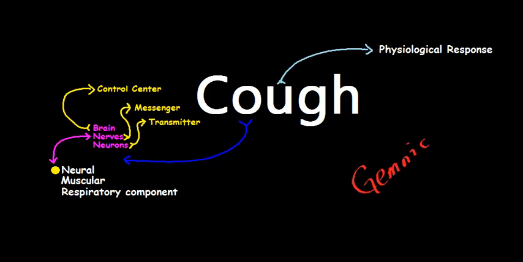When we say cough, it's simply a complex physiological response that involves the coordinated action of multiple neurons, muscles, and the respiratory component. The word neural here simply refers to the nervous system, which is like a super fast network in our body. The key parts involve the brain, the nerves, and the neurons. The brain is simply the control center, the nerves are the messengers, and we have the neurons, which we call the transmitters. Notice that cough is a useful protective reflex that clears the respiratory tract of accumulated mucus or foreign substances. The underlying keyword here is the reflex.